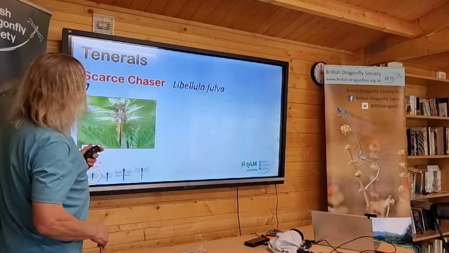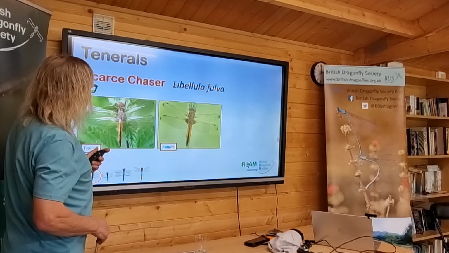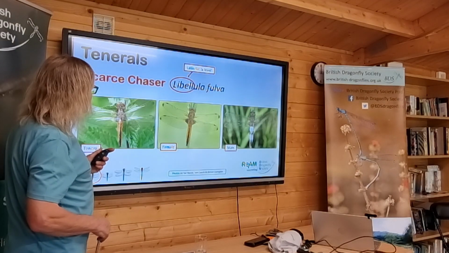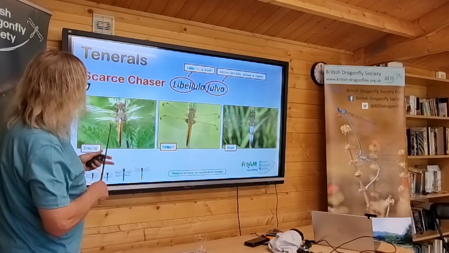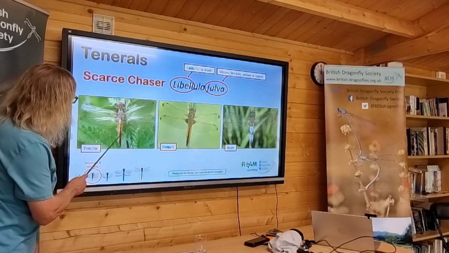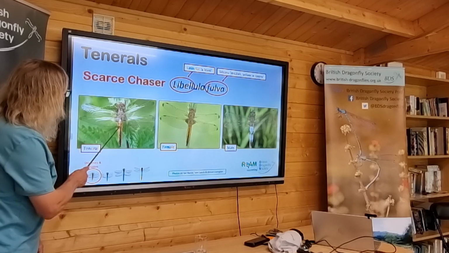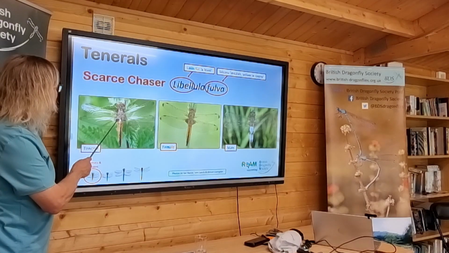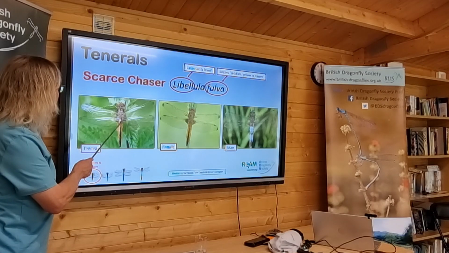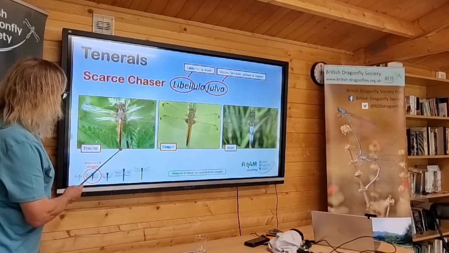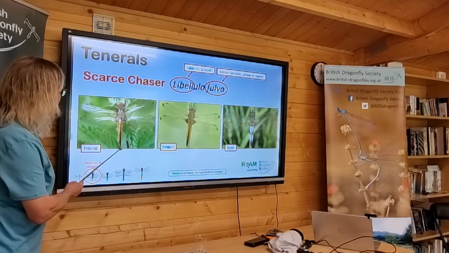And the scarce chaser, when the first scarce chasers emerge, the tenerals, they've got these, like, I call them bell patterns here in black on the abdomen, and they're all the same colour. The males and the females pretty much look very similar when they first emerge. And the only way to really tell the difference is by the genitalia or the appendages down here.